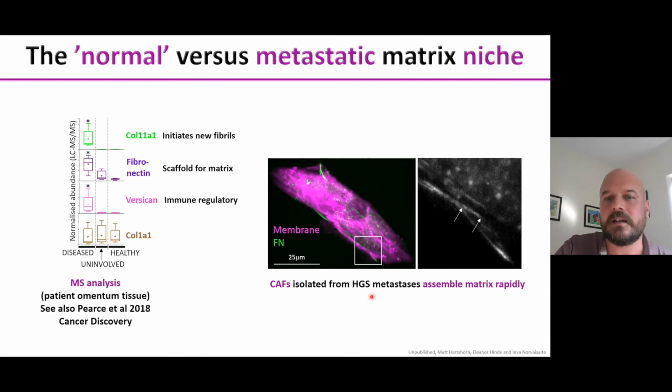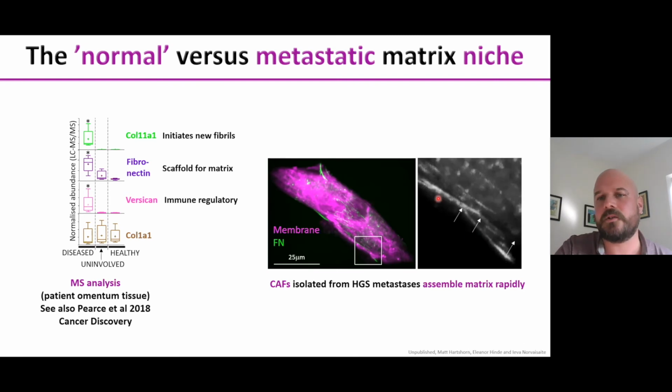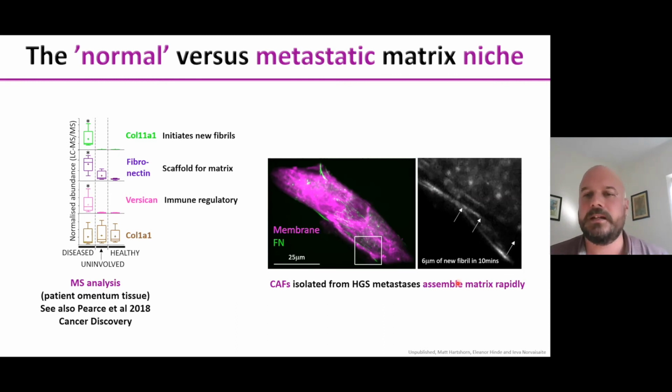So what we've done is isolate cancer-associated fibroblasts from metastases. You can see the membrane of one of these CAFs labeled in magenta here, and we add labeled fibronectin to these cells and watch them remodel the matrix. What you'll see in this movie on the right is the extension of a matrix fibril just from one end. Hopefully you can see the matrix fibril growing out from one end. It's not that the whole fibril is sliding across, it's really growing, and it grows about 6 microns in 10 minutes. So this is a really fast and really dynamic process, and the timescales are very similar to what I was talking about in terms of retraction earlier on.